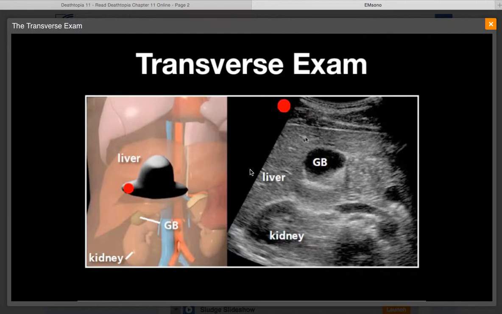You're using liver here as a window. You've got the anechoic gallbladder here, and you can see that the gallbladder is anterior and medial to the right kidney. So you can use this as a landmark when you do the transverse exam.